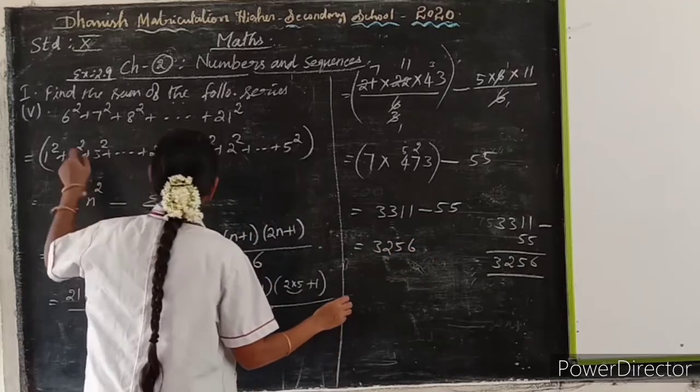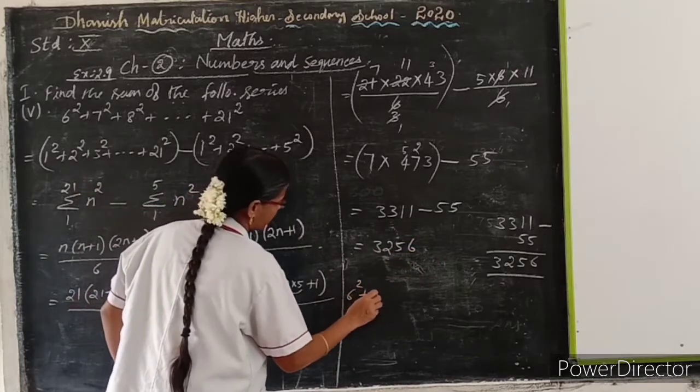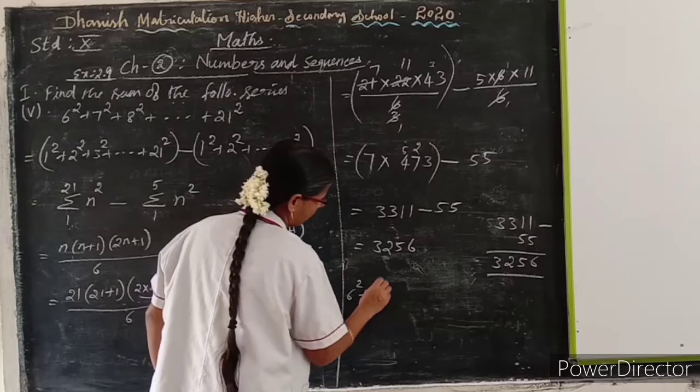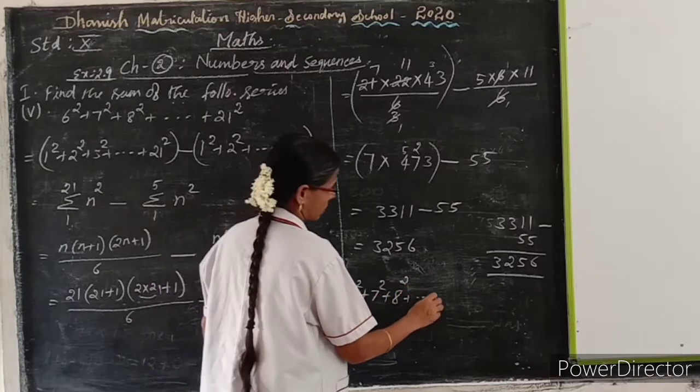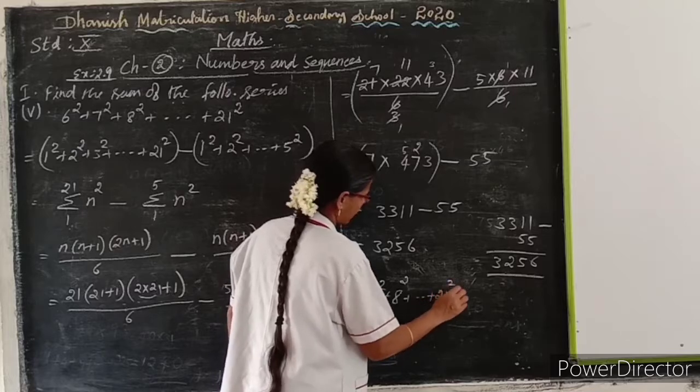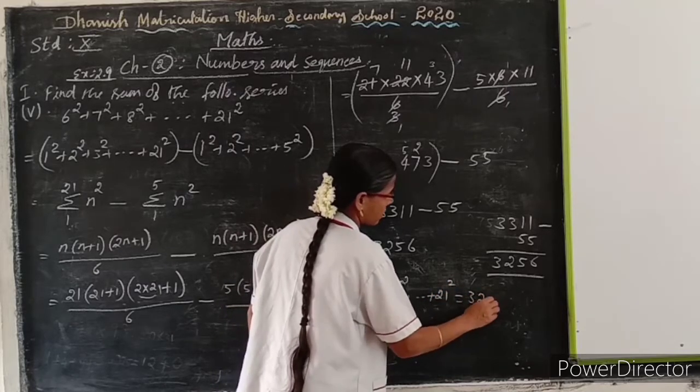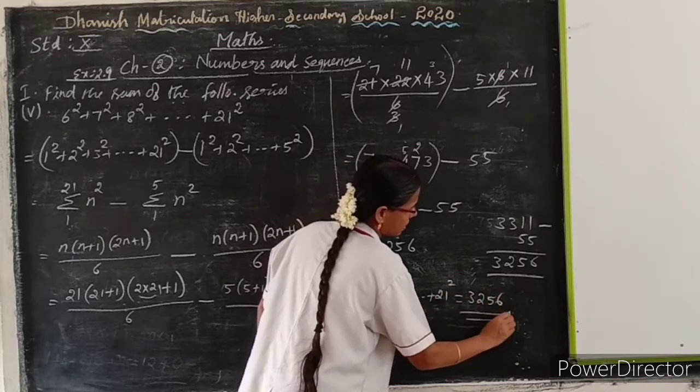3236. The question is 6 square plus 7 square plus 8 square etc. up to 21 square is equal to 3256. The answer.